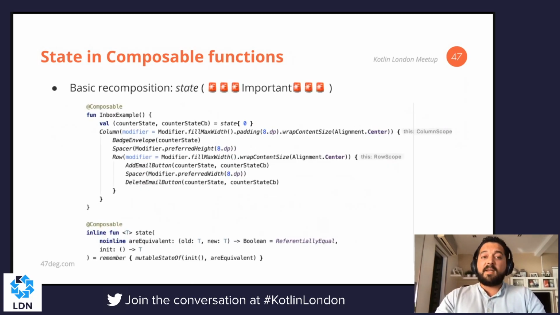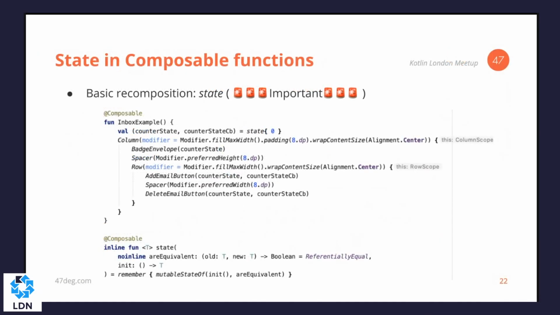So how do we manage this state? The basic recomposition will be using this state function. And when we call this state function with an initial value, for example, 0, it will return two components. The first component will be the counter state representing the value, in this case initially 0. And the other component will represent the callback, that is the function to alter this state.